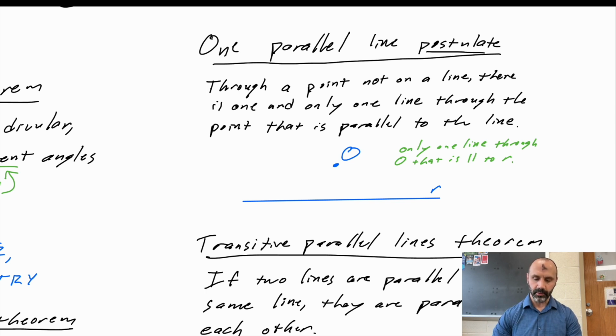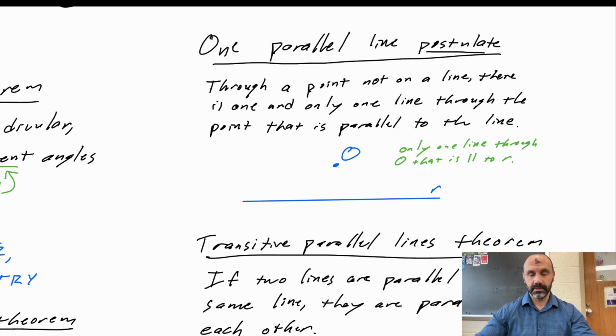And it says, through a point not on a line, there is one and only one line through that point that is parallel to the line. So here's point O and line R. If I want to draw a parallel line to R through O, there's only one line. I can't draw multiple lines through O that are parallel to R. Okay. Now, Euclid wanted to be able to prove it, but he couldn't. And so he had to include it as a postulate.